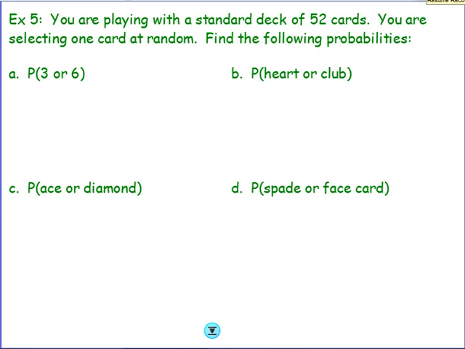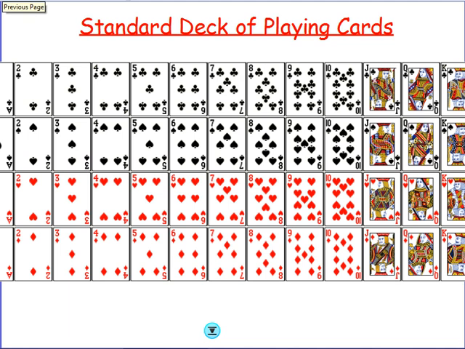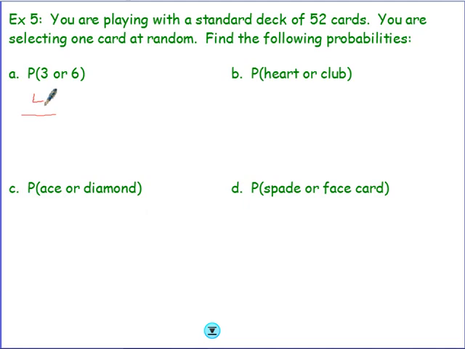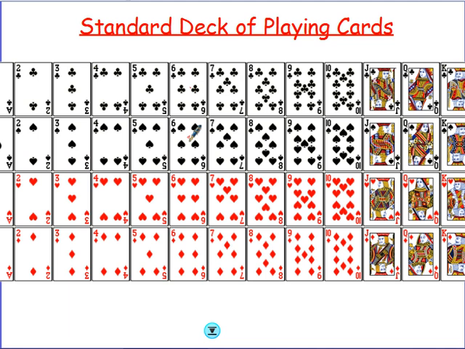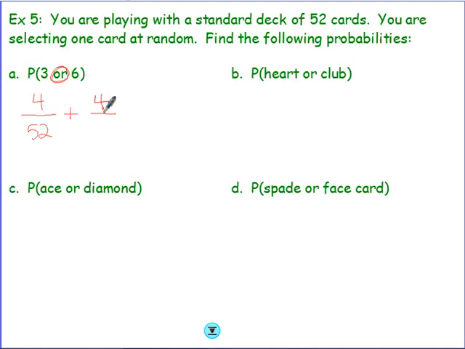So let's refer to our cards. Let's go back to our deck, focusing on 3s first. If we look at our deck of cards, we have 1, 2, 3, 4 3s out of 52 cards. Or means add. Now let's look at our 6s. 1, 2, 3, 4 6s. Also out of 52.